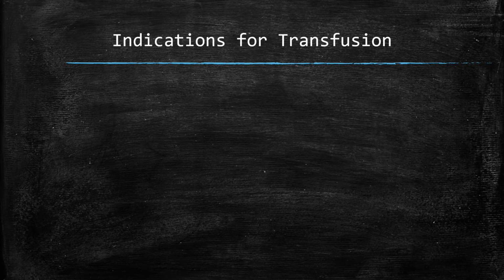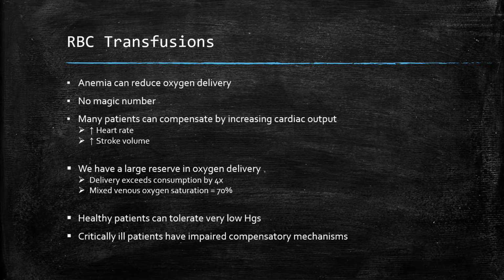Let's now talk about some of the indications for these blood products. The most common blood product that we transfuse by far is packed red blood cells. The indication for this transfusion is always anemia, either acute or chronic in nature. Anemia, of course, reduces oxygen delivery to the tissues.